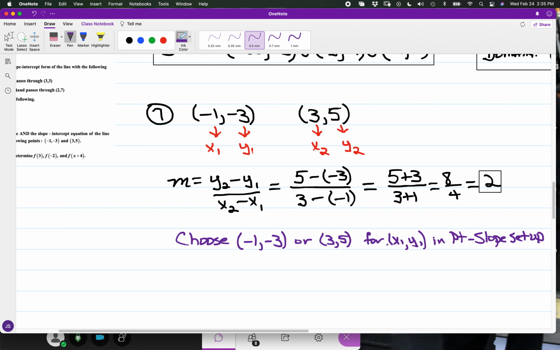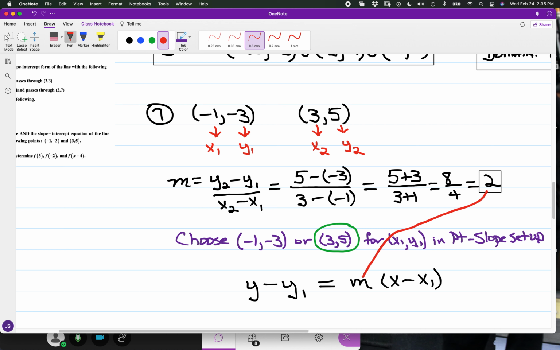Okay, so you can choose either of these ordered pairs. We'll go with (3, 5), but you can choose (-1, -3). Now, for the point-slope setup, we have y minus y1 is equal to the slope m times the quantity of x minus x1. So just looking at the roots here, the slope, again, was determined to be 2.